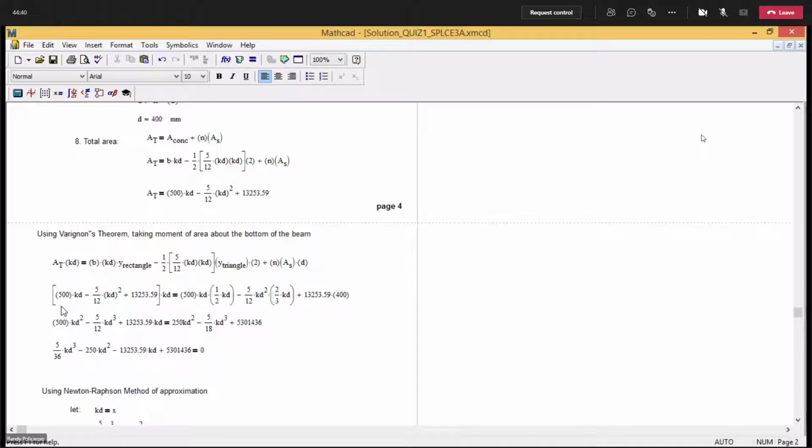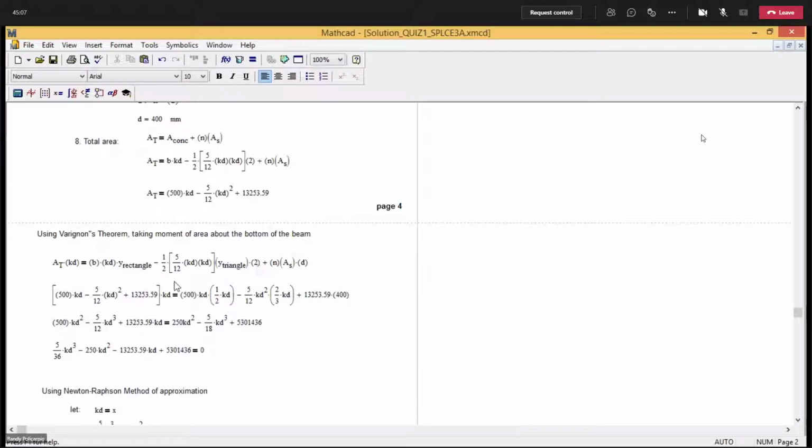So ngayon, substitute natin yung mga known values. Area total, no, substitute here. Yung Y rectangle natin is 1/2 KD. Yung Y triangle natin ay 2/3 KD. And then the area, it will be 5/12 KD square, no? Bakit 5/12 na lang?